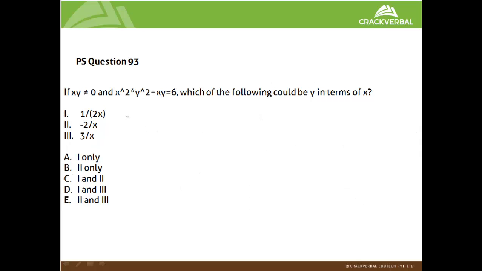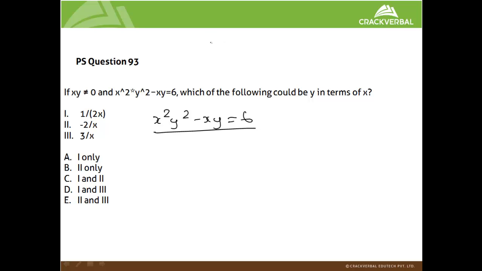Now let's see what is the direct approach of solving this question. Direct approach means what would be the math behind this question to arrive at an answer. Okay, so the math is not too difficult. There are a couple of ways you can arrive at an answer here. So here x square y square minus xy is equal to 6. We have a quadratic equation with 2 variables here. So what we can do is make this a single variable.